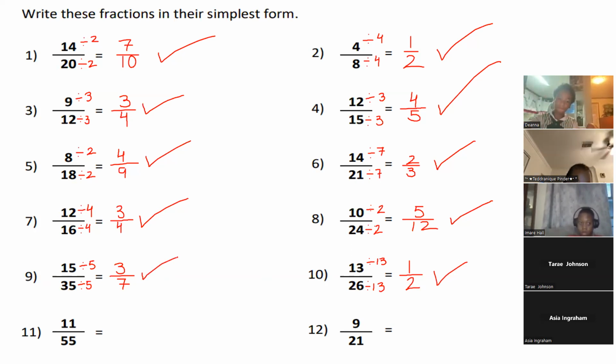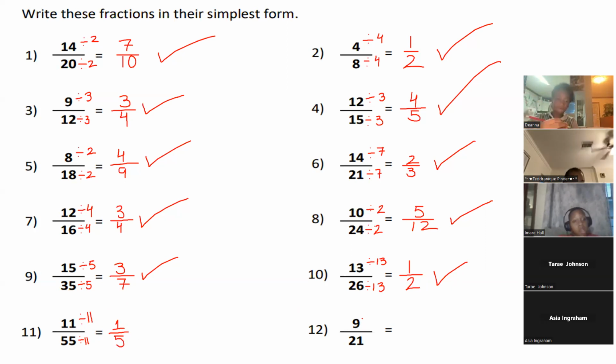Amari, are you getting these right? Yes, sir. All right, number 11. What do we have for number 11? 1 over 5. Divided by 11. Very good. 11 divided by 11 is what? 1. Good. And then 55 divided by 11 is what? 5. Good.